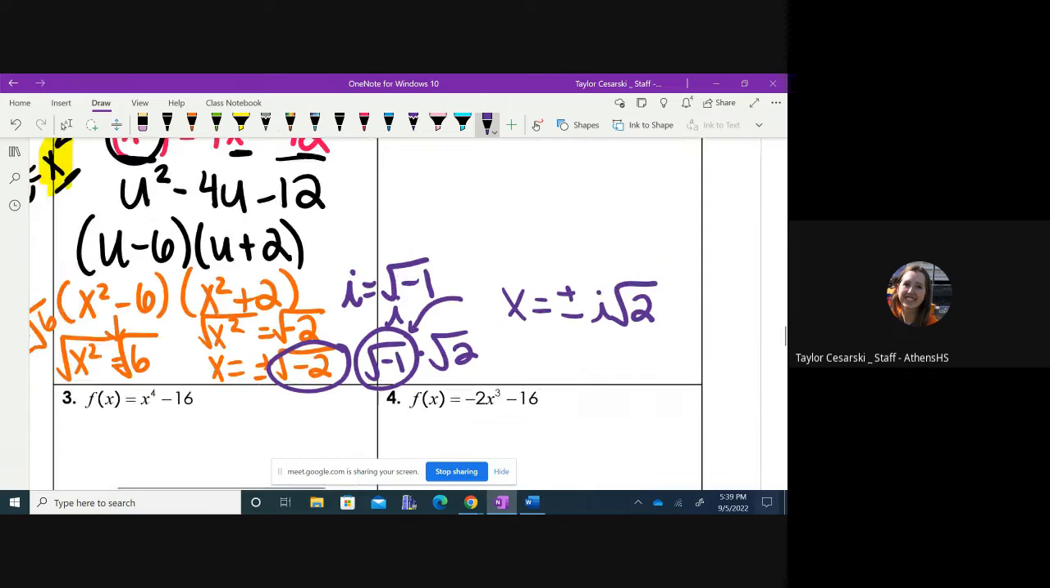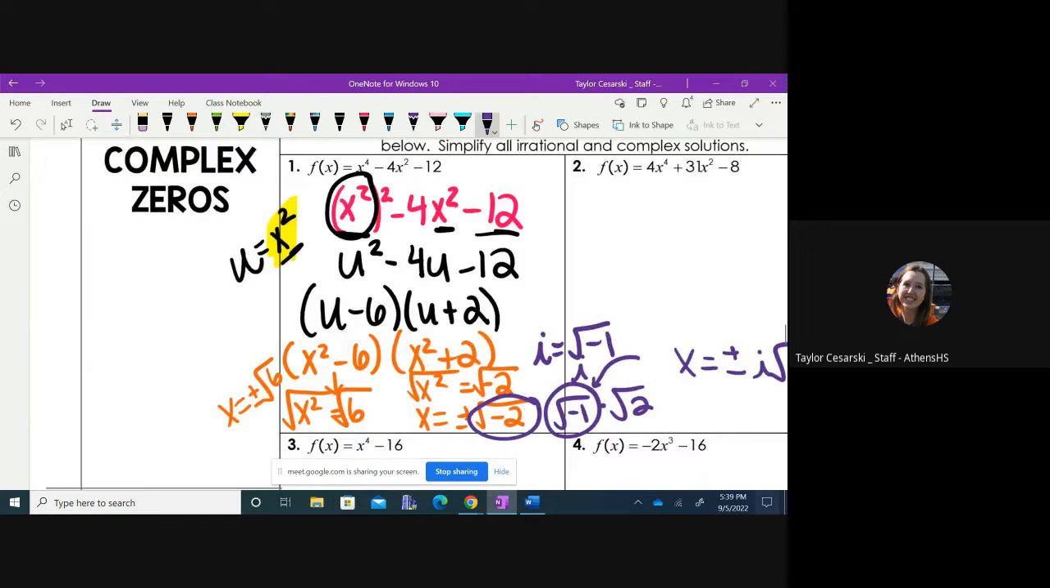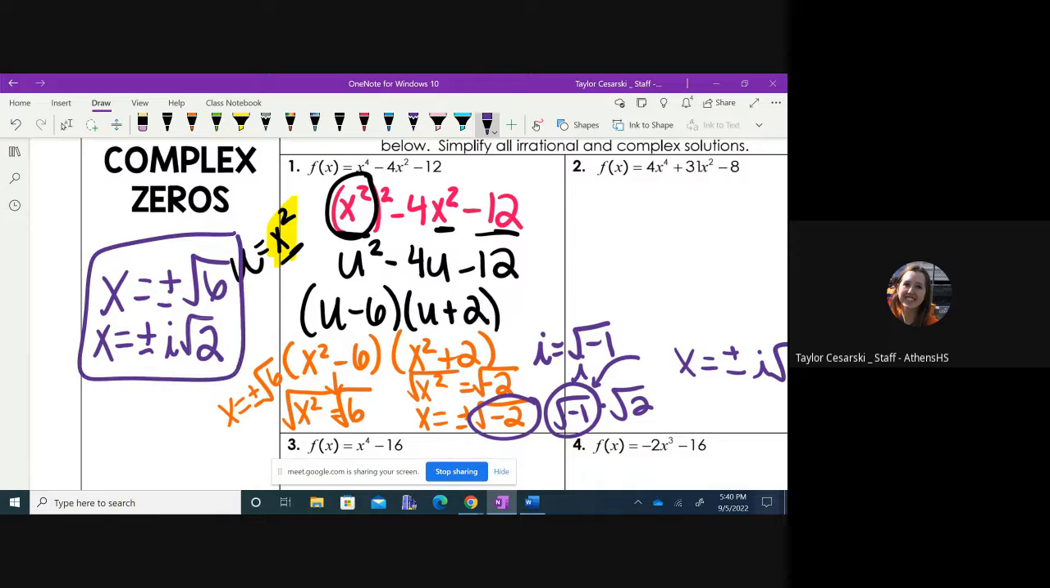So my 4 roots are, and I know there's 4 because this is degree 4. Remember, we talked about this at the very beginning, but the degree, which is the highest exponent, should equal how many total roots you have. So x equals plus or minus square root of 6, that's 2 roots, and x equals plus or minus i square root of 2, that's another 2 roots. So those are all 4 of your solutions.